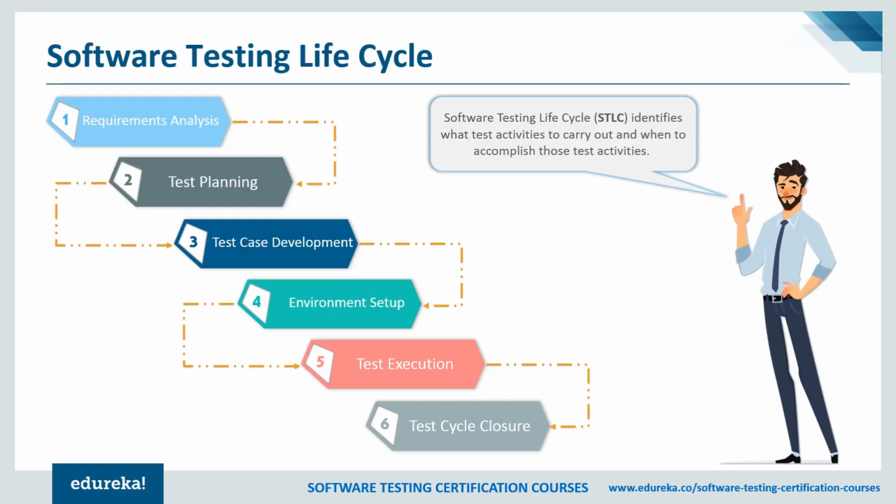After all this, you have to set up the environment for testing. So this is a vital part of STLC, and basically test environment decides on which condition software is tested, and it is an independent activity and can be started parallel with test case development. Next, we have test execution. Once the preparation of test case development and test environment setup is completed, then test execution phase can be kicked off. In this phase, testing teams start executing test cases based on prepared test planning and prepared test cases in the prior step. And finally, we have the test cycle closure.